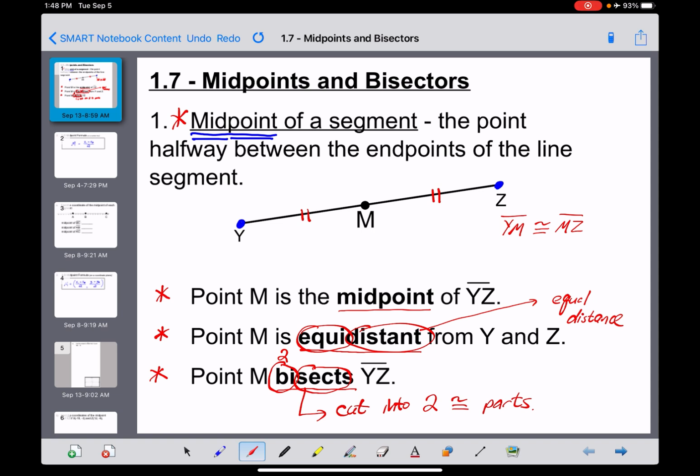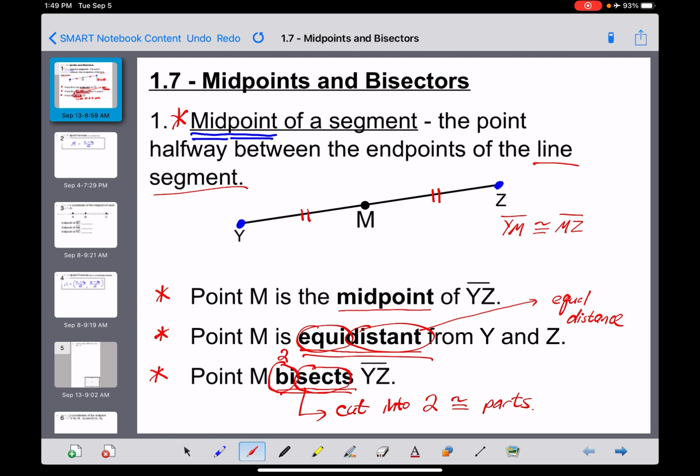There's a variation on that. To trisect something means to cut it into three equal parts. But bisect is what we use a lot more in geometry. So that's a little bit of vocab here at the beginning of this section. That tells you what a midpoint is. And please notice, a midpoint really only applies to a line segment. And then we talked about the word equidistant and the word bisect.